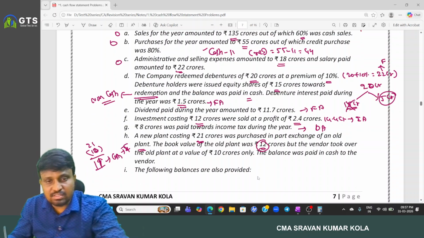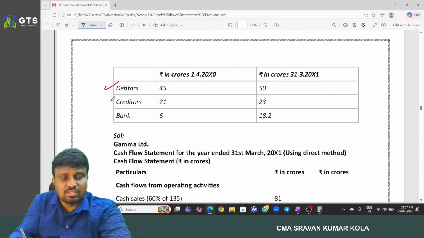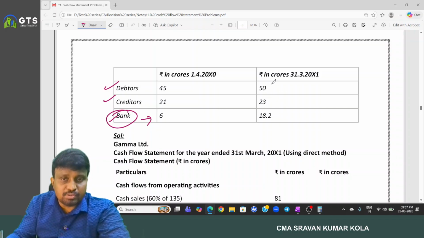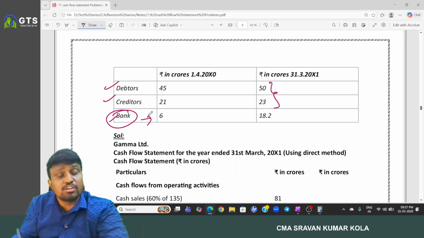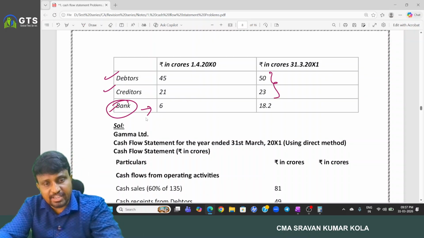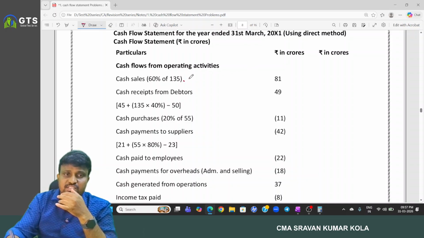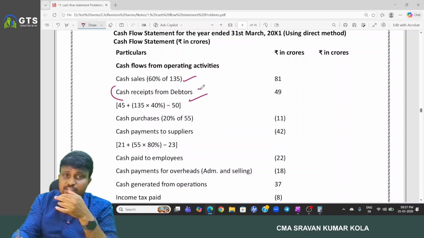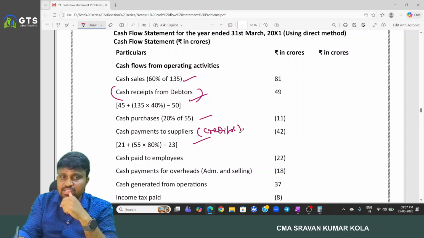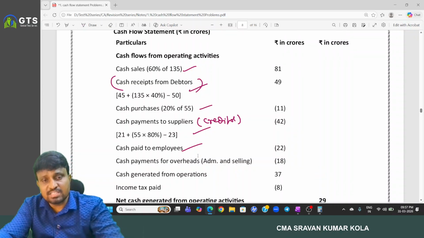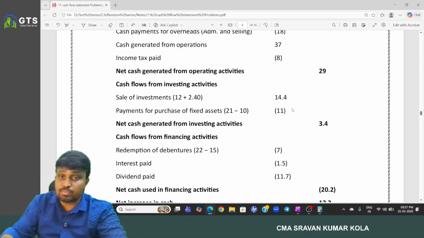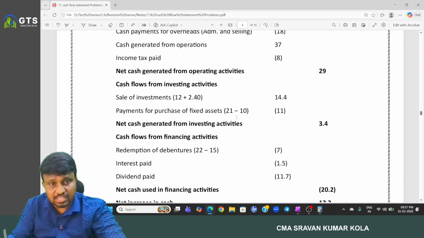And the following balances we have. What are the balances? Debtors and creditors. And this is a cash flow item, cash equivalent item. If you prepare the debtor account, we get cash collected from debtors. If you prepare the creditor account, we get cash paid to the creditor. So here, cash sales, cash received from debtors, by preparing the debtor account we get this one. Cash purchases, cash payment to the supplier, by preparing the creditor account we get this one. Cash paid to employees, salaries, office and administration expenses, income tax paid. Sale of investment we have. Payment towards purchase, only 11 crore, part of the payment. 10 crore is the old asset value they consider.